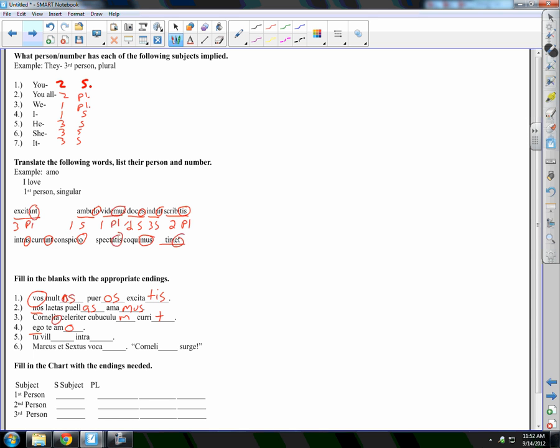Tu, villa something, and then intra, I need an ending there. Tu equals you, and that means that it's second person and singular. Our second person singular ending is S. That's what's going to go on the end of my verb. Tu is established as a subject, so villa has to be an accusative. You could use villas, I guess. You enter the villas or you enter the villa. I would probably use singular here.